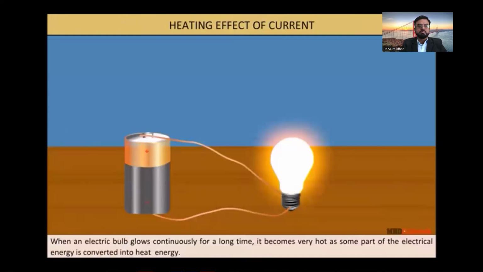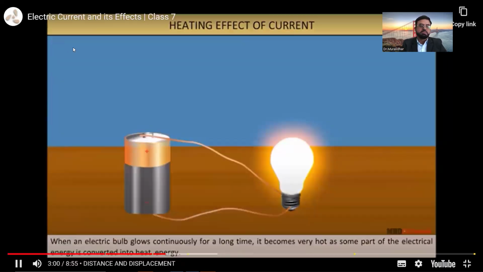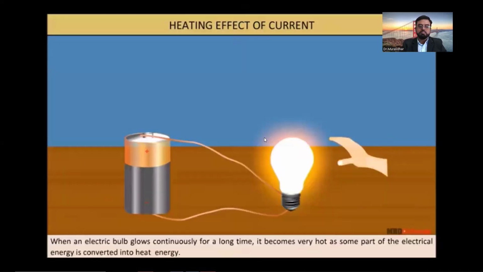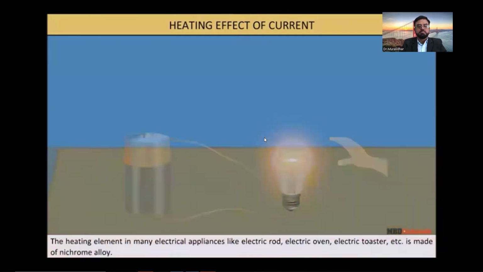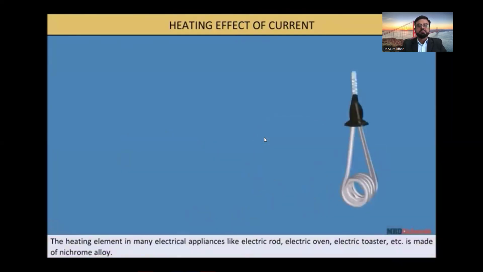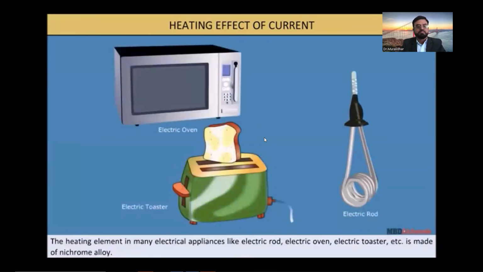Heating effect of current. When an electric bulb glows continuously for a long time, it becomes very hot as some part of the electrical energy is converted into heat energy. This is known as the heating effect of current. The heating element in many electrical appliances like electric rod, electric oven, electric toaster, etc. is made of nichrome alloy.